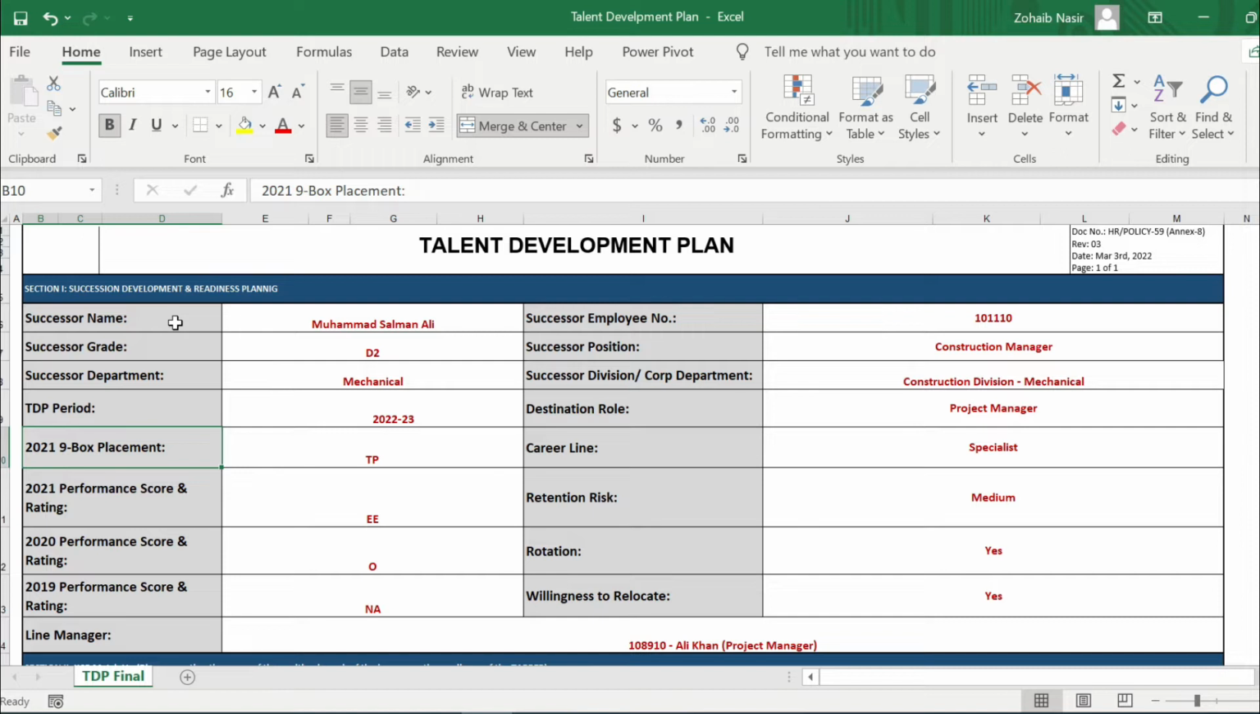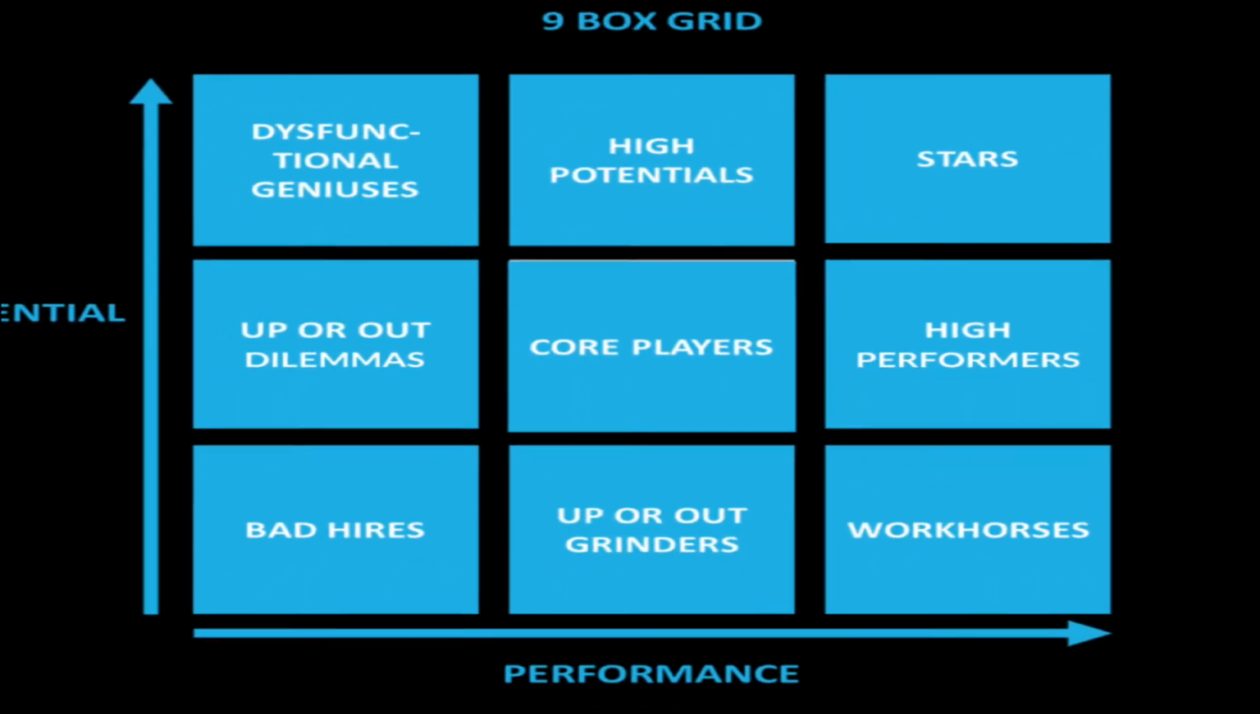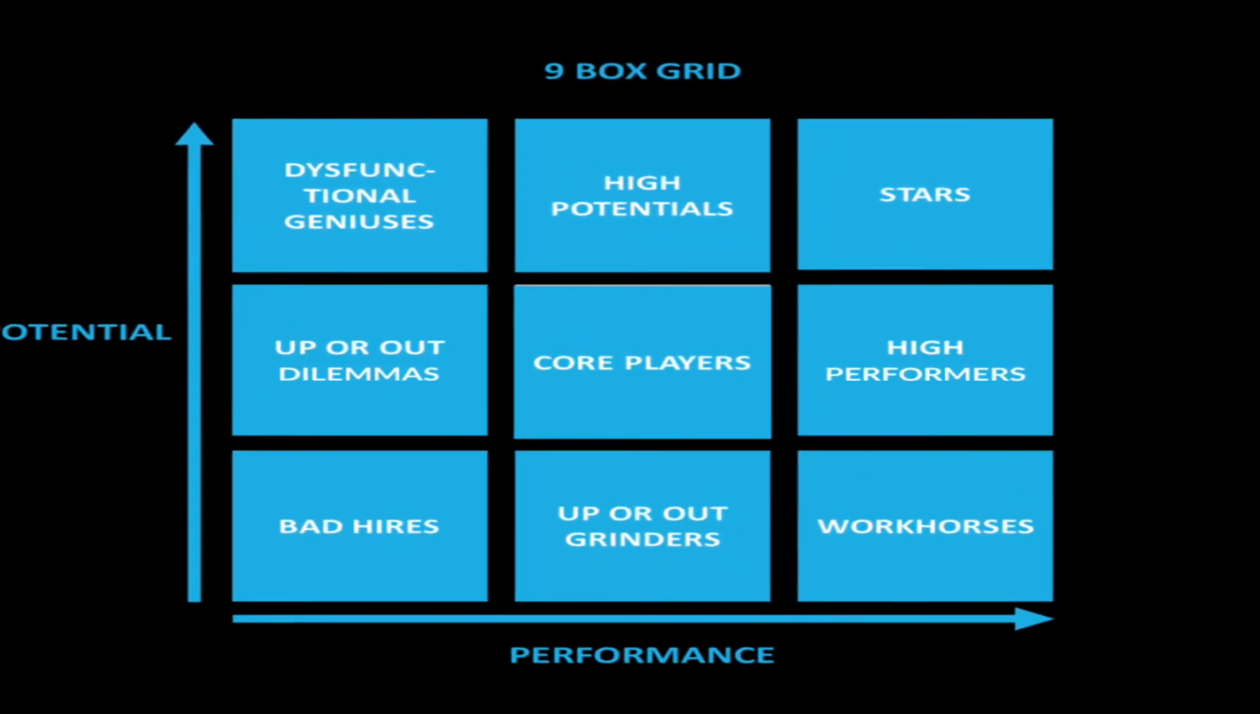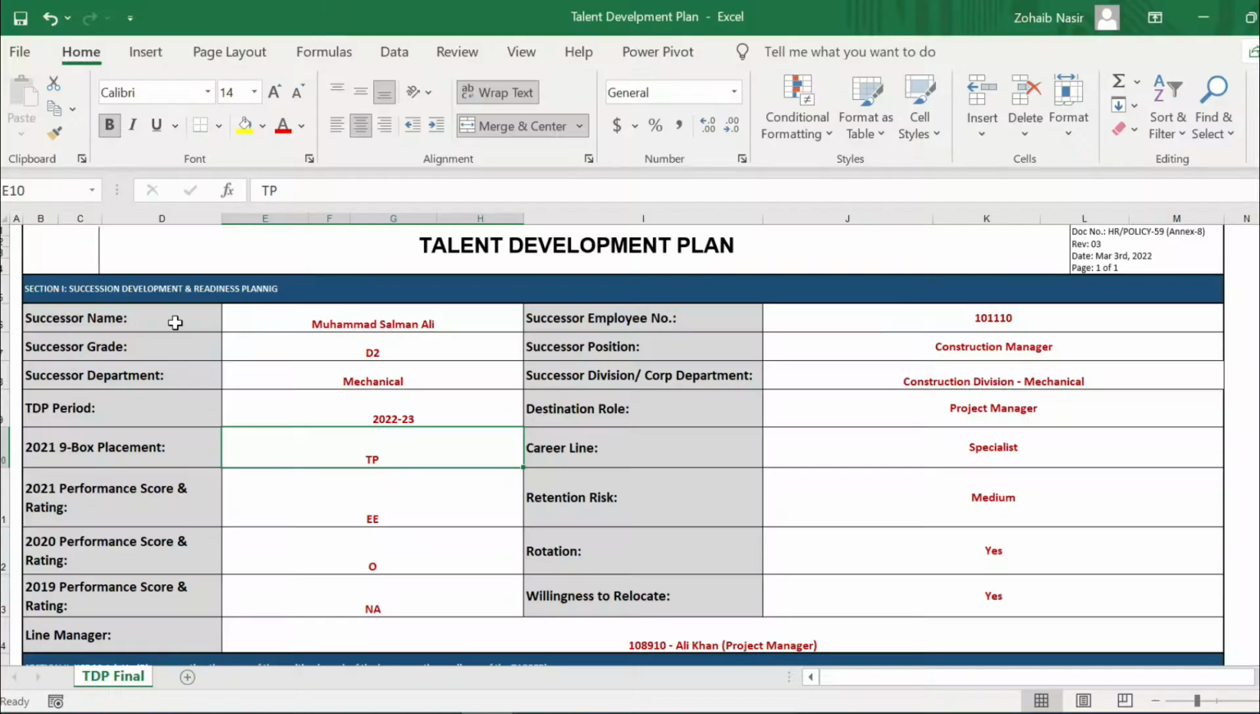So let me tell you that this talent development program is somewhere linked with the 9 grid box. The 9 grid box is a framework that is used for succession planning and talent development. You can Google it and get some information about it. So his or her placement in the 2021 9 box comes over here, and then the last 3 years' performance rating, whatever the ratings are for 2021, 2020 and 2019. That is E, E, and O, and not applicable because he may have been out of the company or was not assessed. So that is the information.